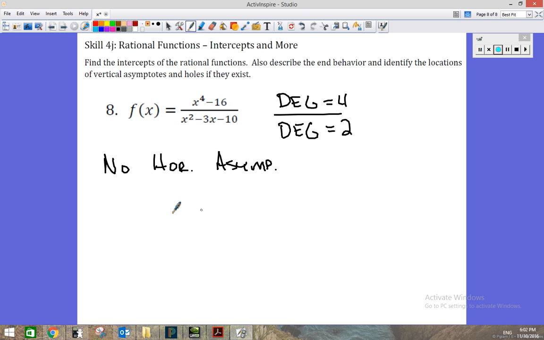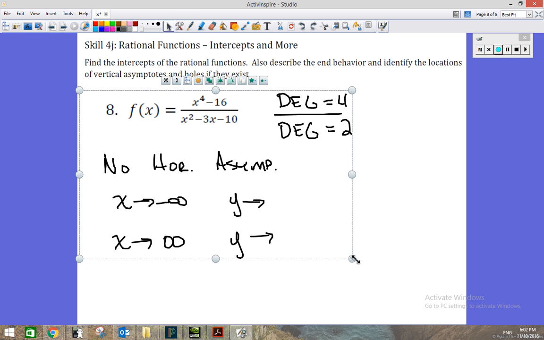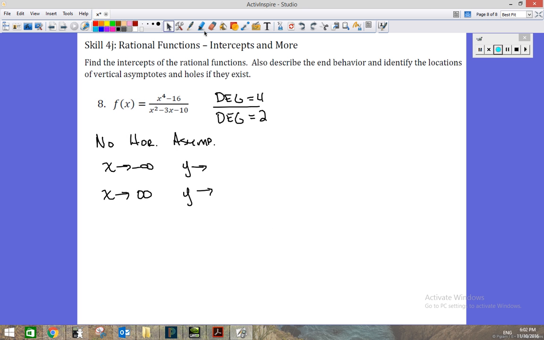So to determine the end behavior, we need to figure out as x approaches negative infinity. That's a sad looking negative infinity. Sorry about that. And as x approaches positive infinity, what are the y values doing? What's the output of the function doing? Well, we can determine that by plugging in extreme values into this function.